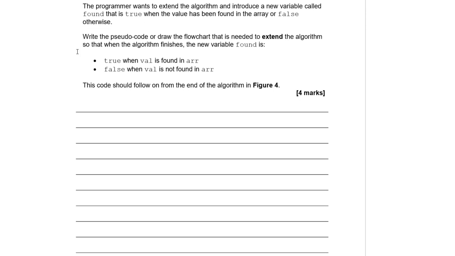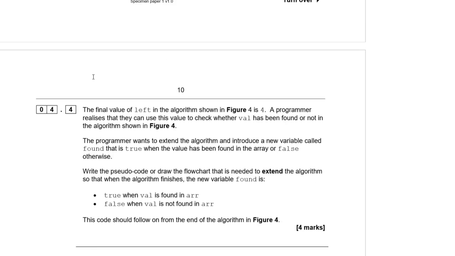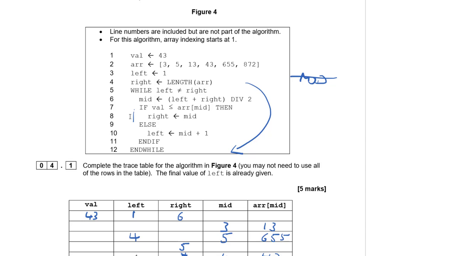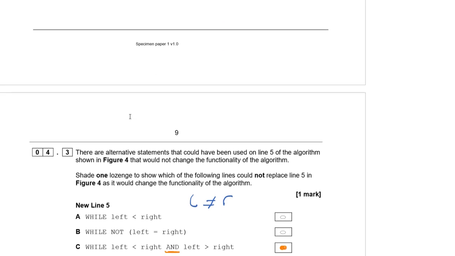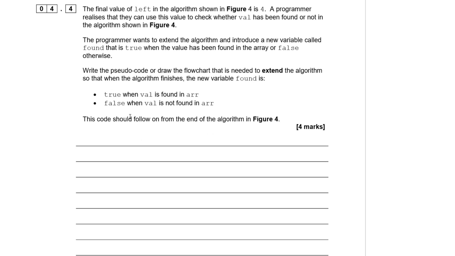So we need to either write pseudocode or draw the flowchart. I'm going to do pseudocode, that's my preference. I find it a lot easier, and I'd recommend doing pseudocode. People worry a little bit about pseudocode because it can look quite formal, but pseudocode doesn't need to be this formal. The whole point of pseudocode is anyone can read it. You're not going to lose marks for having a different convention to the examiner.